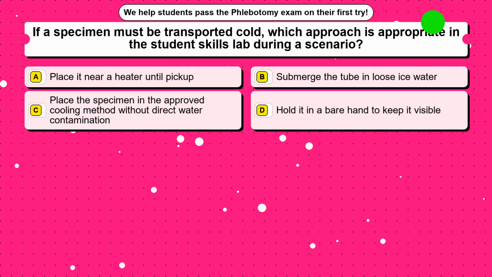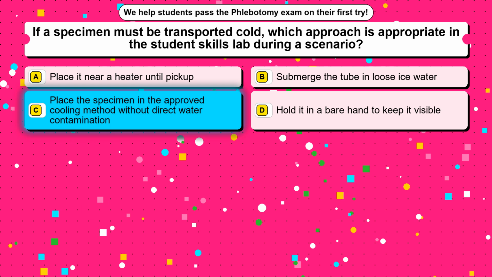Question 61. If a specimen must be transported cold, which approach is appropriate in the student skills lab during a scenario? Option A. Place it near a heater until pickup. Option B. Submerge the tube in loose ice water. Option C. Place the specimen in the approved cooling method without direct water contamination. Option D. Hold it in a bare hand to keep it visible.